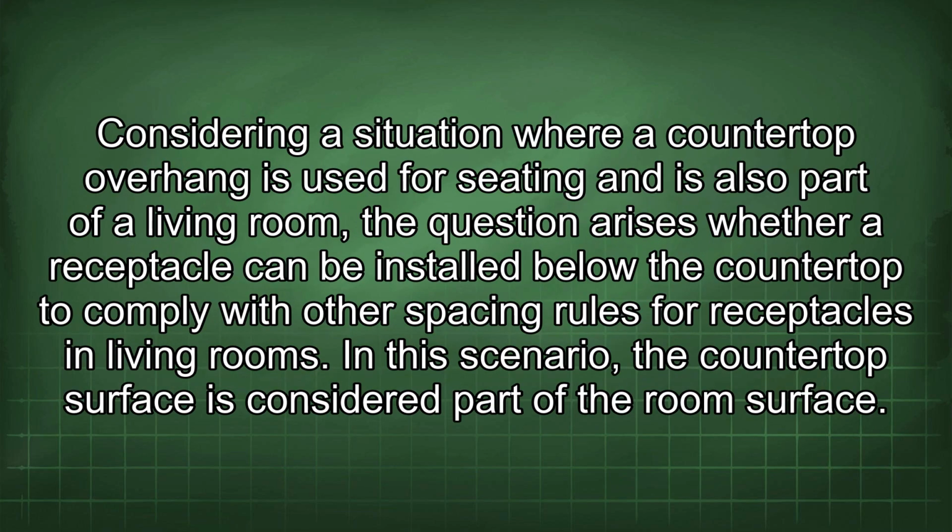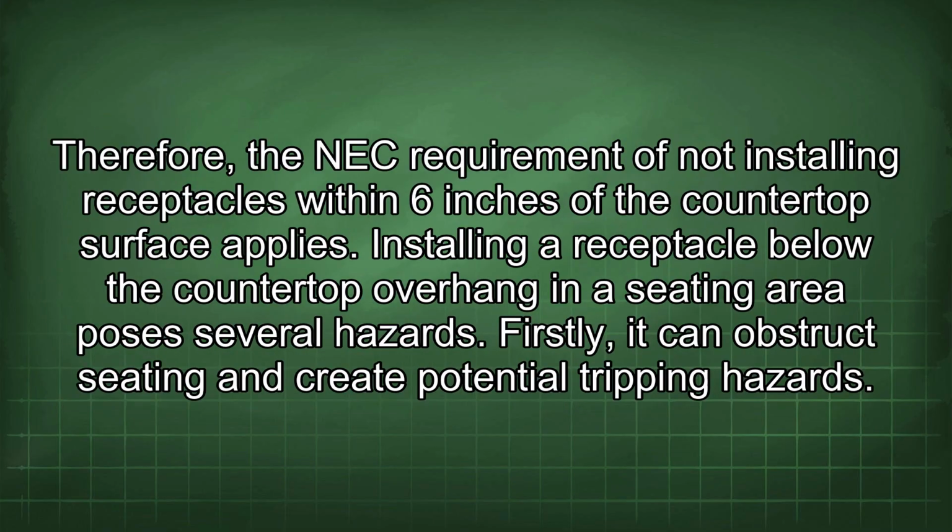Consider a situation where a countertop overhang is used for seating and is also part of a living room. The question arises whether a receptacle can be installed below the countertop to comply with other spacing rules for receptacles in living rooms. In this scenario, the countertop surface is considered part of the room surface. Therefore, the NEC requirement of not installing receptacles within 6 inches of the countertop surface applies.